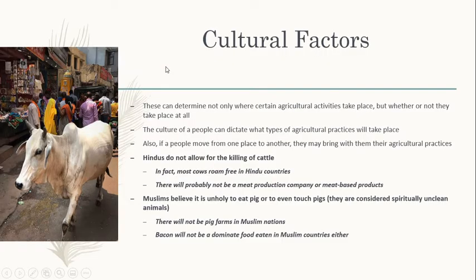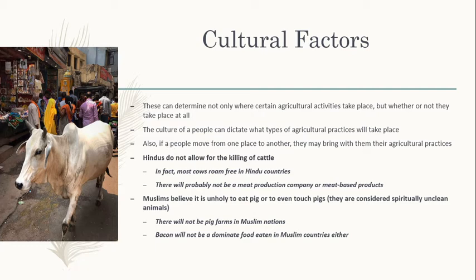Next would be cultural factors. Cultural factors are another huge factor that dictates what people eat, what people grow. And remember, we're not only talking about plants and agriculture, we're talking about animals as well. So these can determine not only where certain agricultural activities take place, but whether or not they take place at all. So the culture of a people can dictate what types of agricultural practices take place.